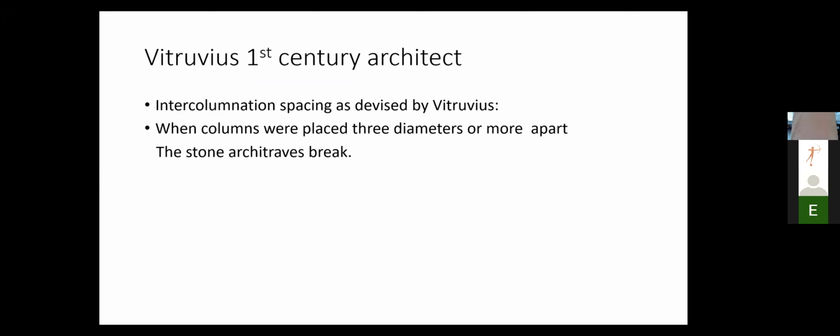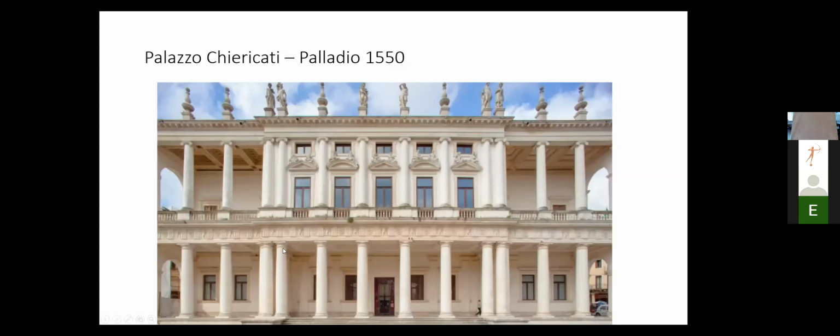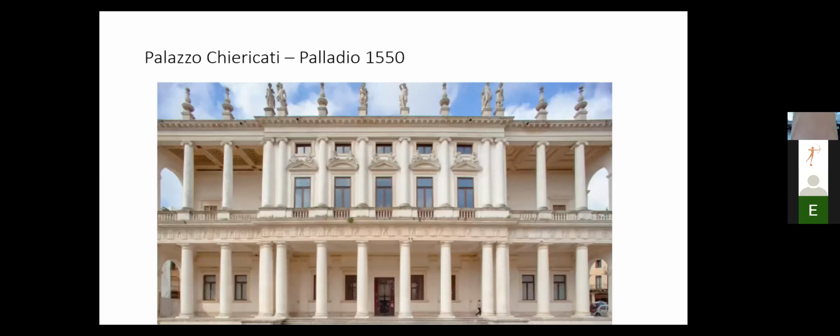So again, Vitruvius is a first-century architect. He's really the one that established the proper spacing of the columns in between each one of the spans or the spaces, in the relationship of Greek and, of course, Roman architecture. Vitruvius was saying that when columns are placed 3 diameters or more apart, the stone architraves can break. So let's revisit that.